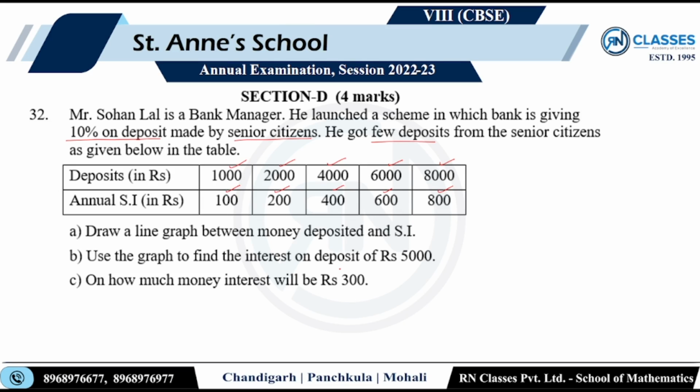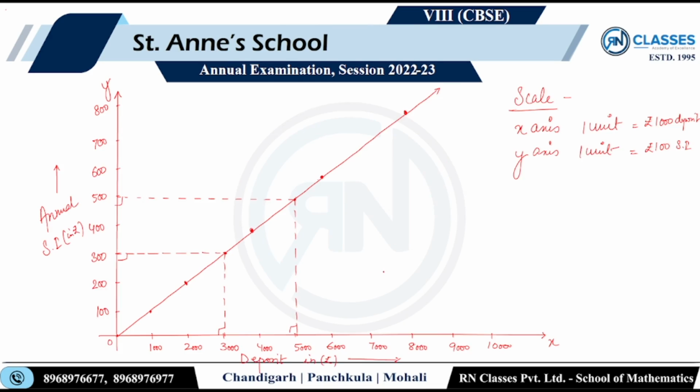Draw a line graph between money deposited and simple interest, right? Now we have to draw the line graph, and it is already made for you. Deposits on the x axis and annual simple interest on the y axis, in rupees. So writing the scale is very important: 1000 gives 100, 2000 gives 200, 3000 gives 300, 6000 gives 600 and 8000 gives 800.